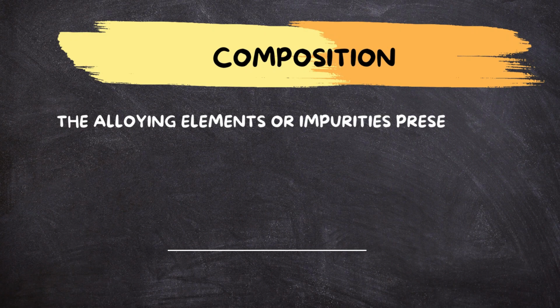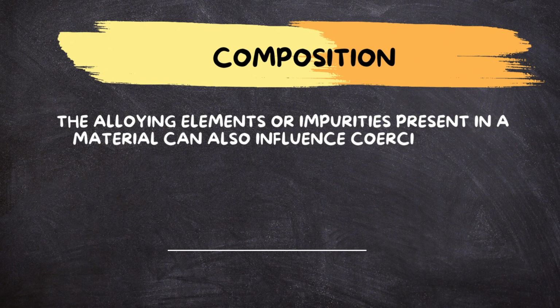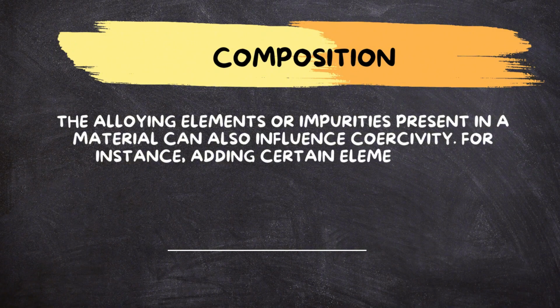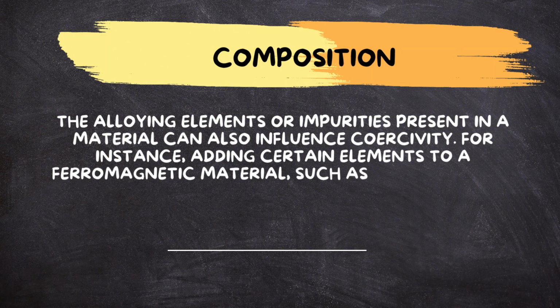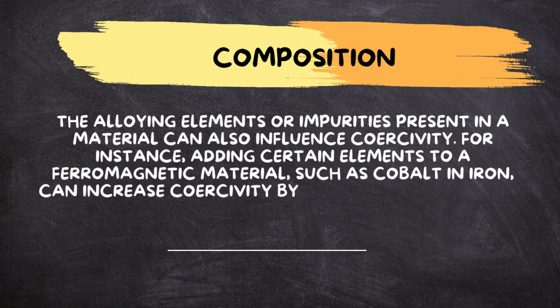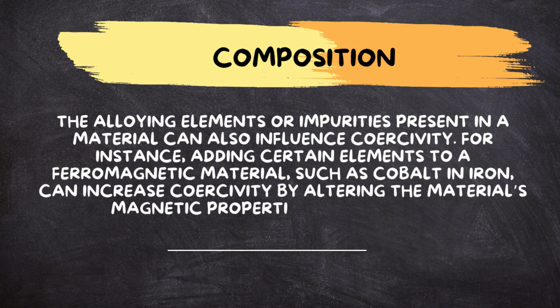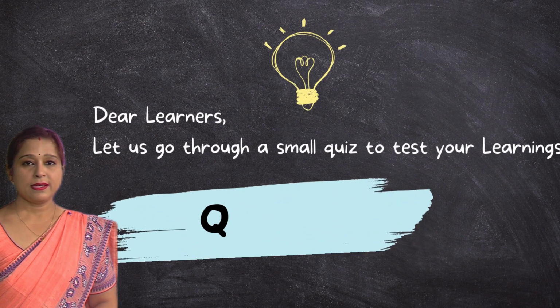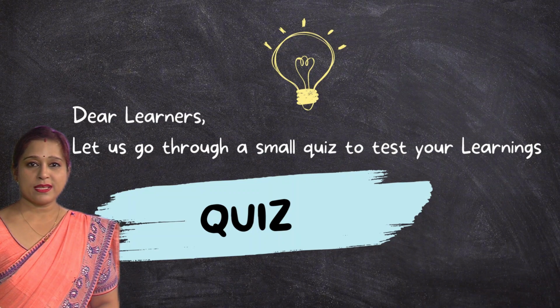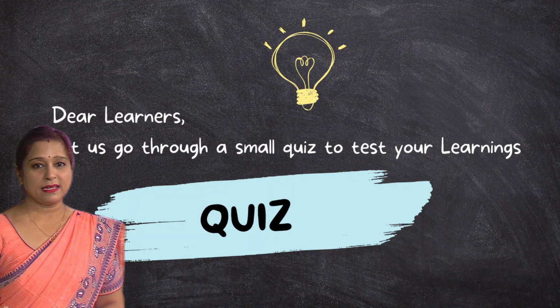Coercivity depends upon the composition of the materials. Adding certain elements to a ferromagnetic material, such as cobalt in iron, can increase coercivity by altering the material's magnetic properties and structure. Dear learners, let us now go through a small quiz to test your understanding.